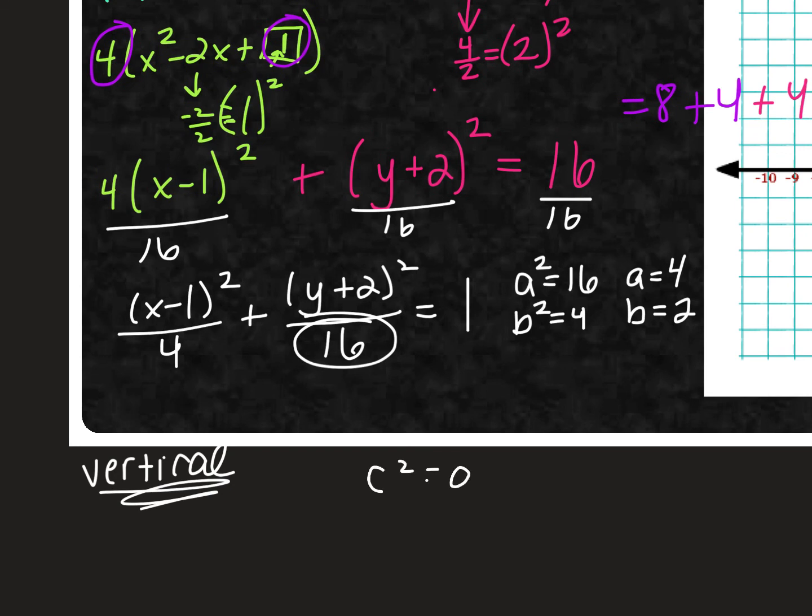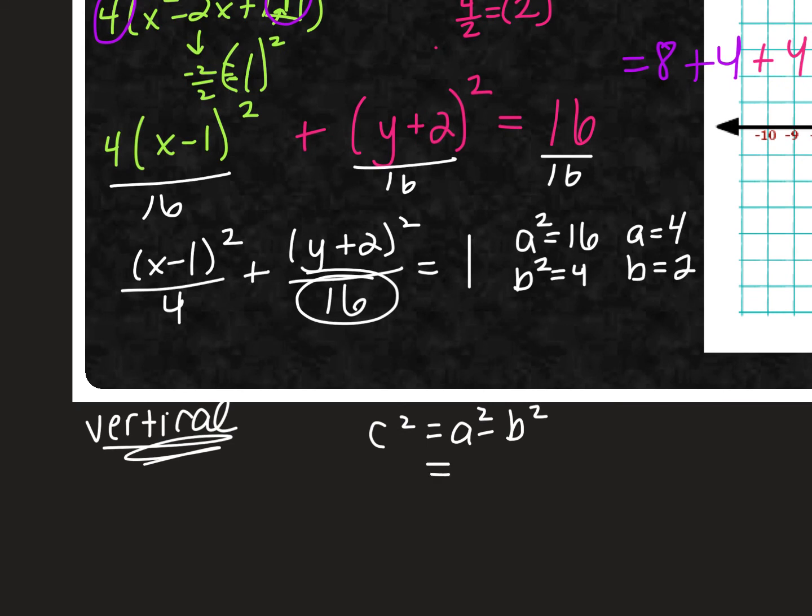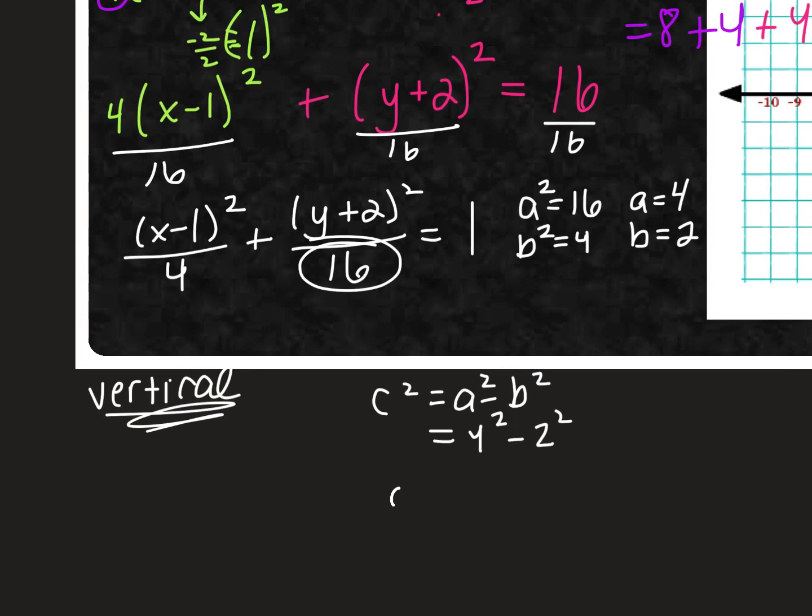Now let's find c. c squared equals a squared minus b squared. So I have 4 squared minus 2 squared. So c squared equals 16 minus 4, which is 12. So c equals 2 root 3. Okay.